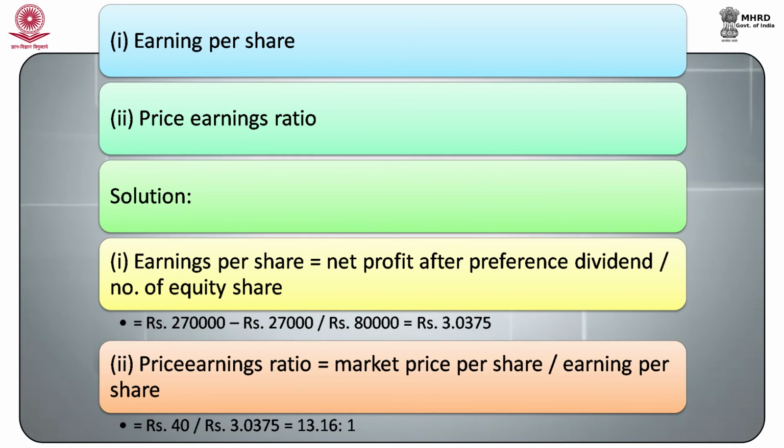Earnings per share is given by net profit after preference dividend divided by number of equity shares, which is rupees 2,70,000 minus rupees 27,000 divided by rupees 80,000, which is rupees 3.0375. Price earnings ratio is given by market price per share divided by earnings per share, which is rupees 40 divided by rupees 3.0375, which is 13.16.